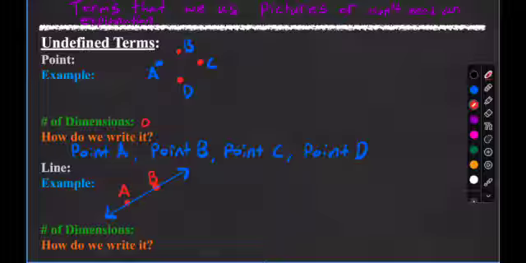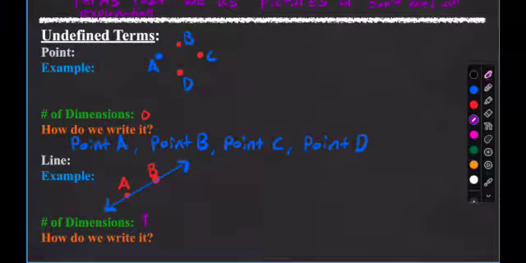Well, how many dimensions does a line have? A line is actually one-dimensional. It's just this way or this way, one-dimensional.